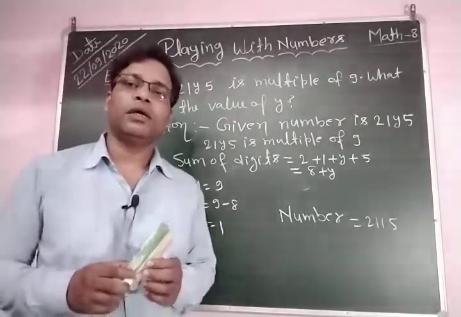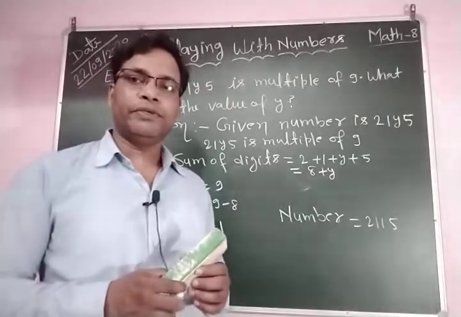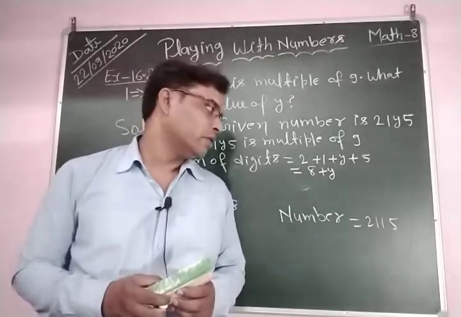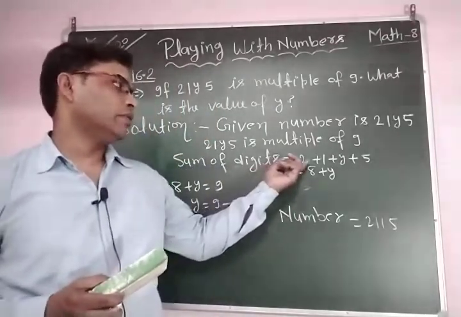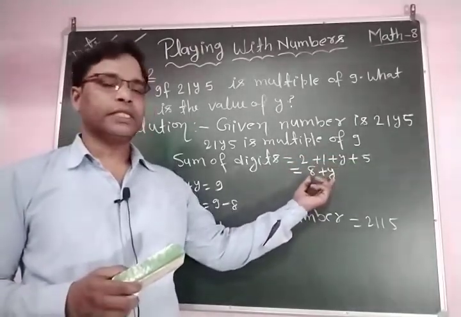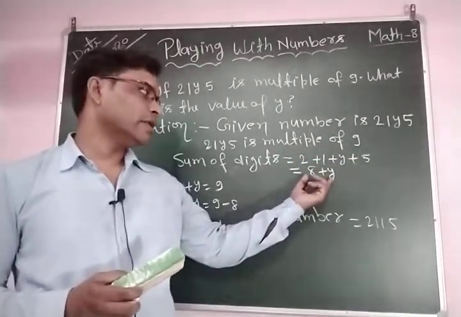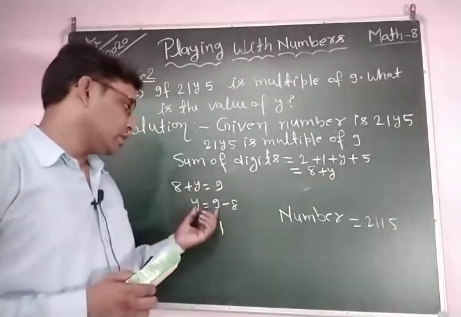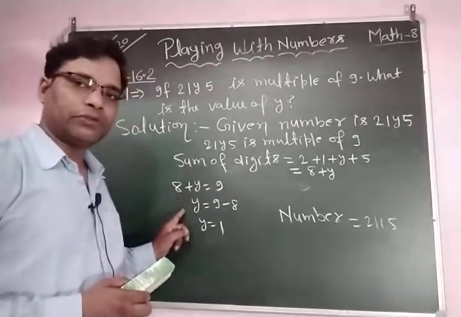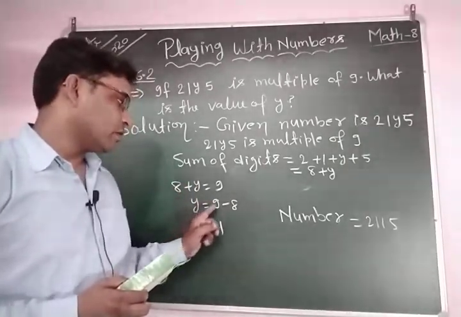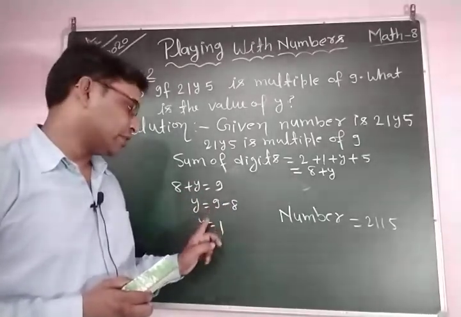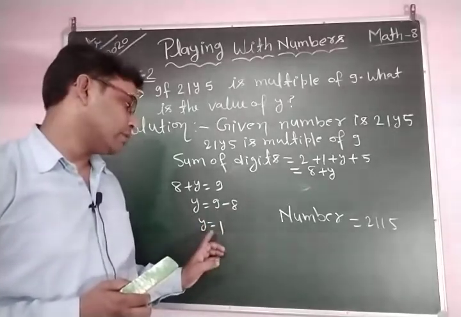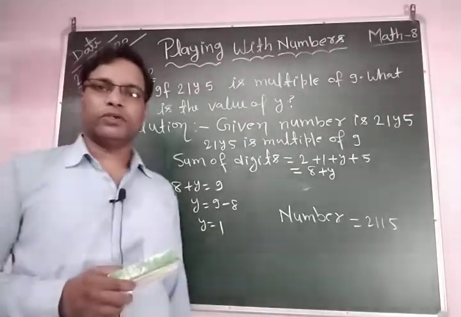is divisible by 9, and according to the divisibility test of 9, we know that if the sum of digits of a number is divisible by 9, then that number is also divisible by 9. So we find the sum of digits, we obtain 2 plus 1 plus y plus 5, in this way we obtain 8 plus y. This is divisible by 9, so we write 8 plus y is equal to 9. Clear? So we transpose 8 to the right hand side, then we obtain y on the left hand side, and the right hand side is 9 minus 8, which is 1. The value of y is 1. So I hope all of you understood this question.